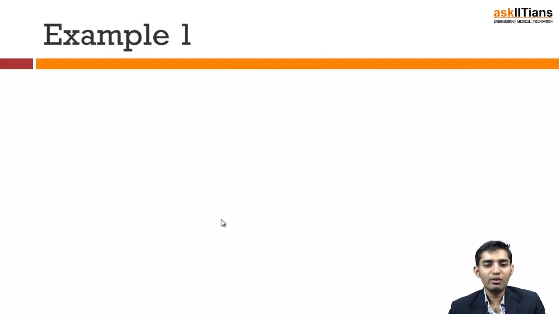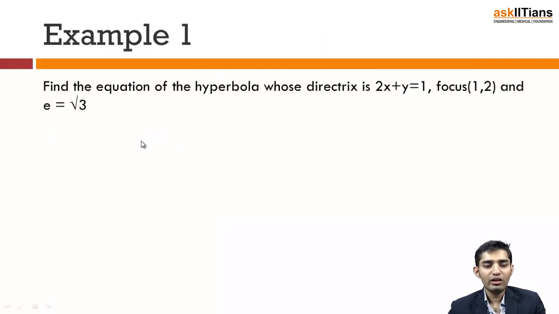Now let us solve some problems, right? So that you can get a feel of how questions can come, right? So first question is, find the equation of hyperbola whose directrix is given, focus is given, and eccentricity is given. So whenever directrix, focus, and eccentricity is given, what will you think, right? You will always think of the basic definition, that is PS equal to PM, right?